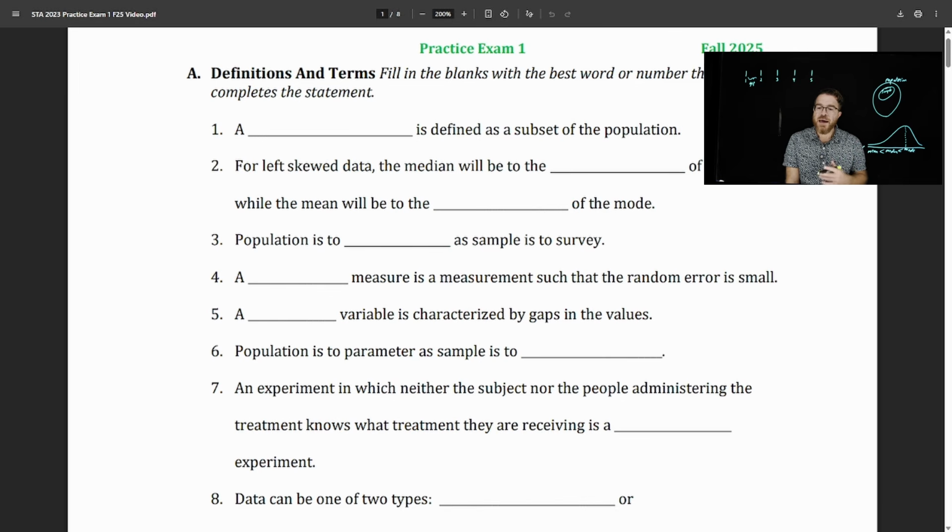Number 7, an experiment in which neither the subject nor the people administering the treatment knows what treatment they're receiving is a blank experiment. This would be a double-blind experiment. A single-blind experiment is when the person who is administering the treatment knows whether they're giving the placebo or the treatment, but the patient does not. A double-blind is when neither of them know whether they're receiving the treatment or the placebo.